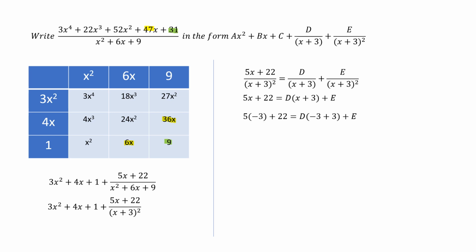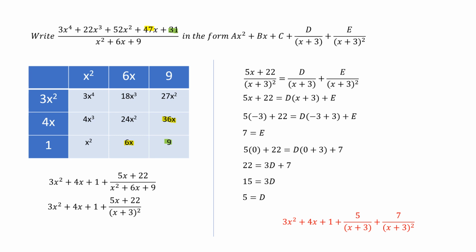We'll sub in minus 3 to get that e equals 7. We'll sub in 0 and e is 7 to get that d is 5. And we've got our final answer just the same as we had last time. Yeah, it's not actually that much more difficult than the previous one, it's just more algebra.